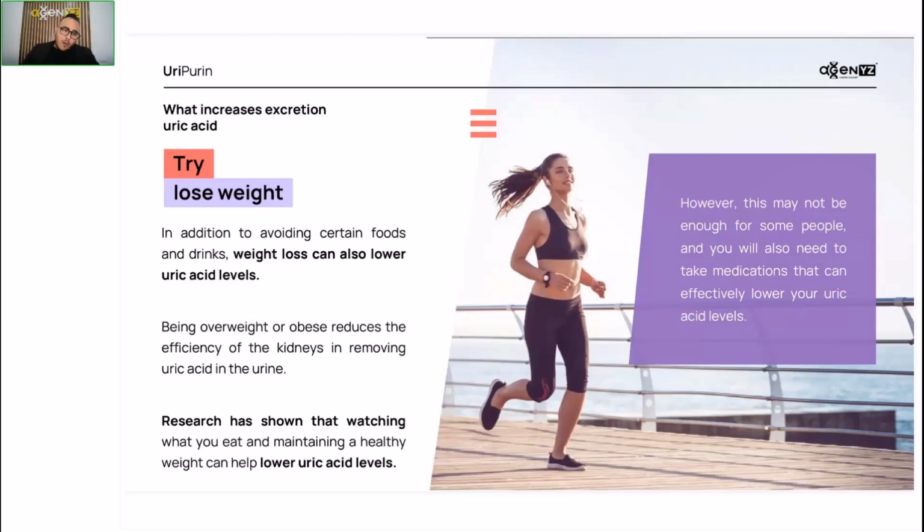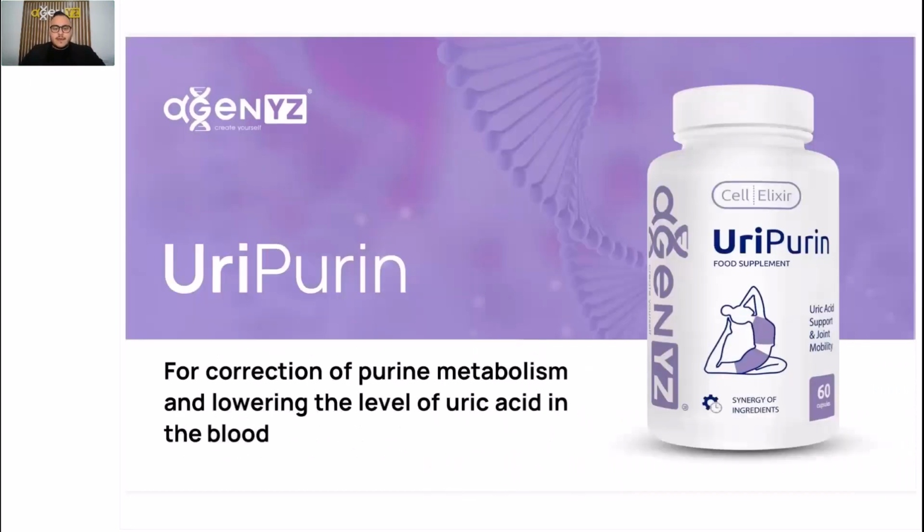Of course, this may not be enough for some people, and you will need to take medications that can effectively lower uric acid levels, depending on the severity of the condition. And here I would like to show the composition of our UriPurin and slightly go one by one through these ingredients.